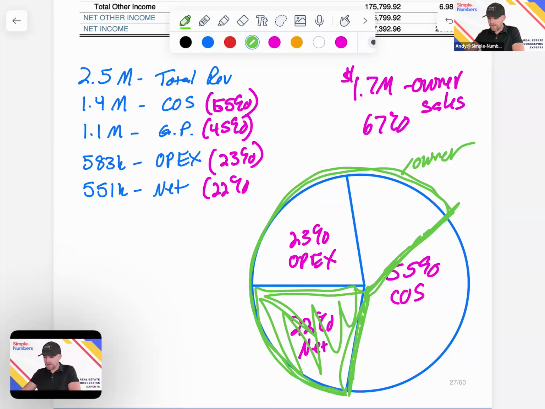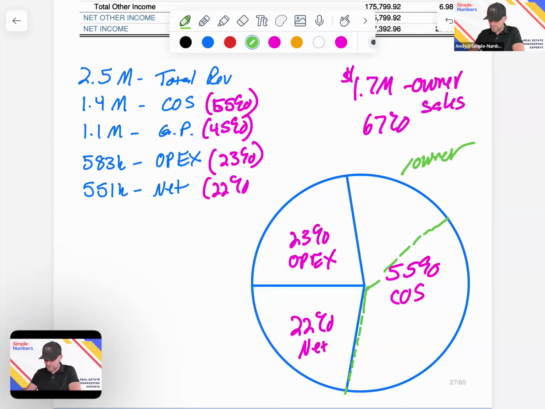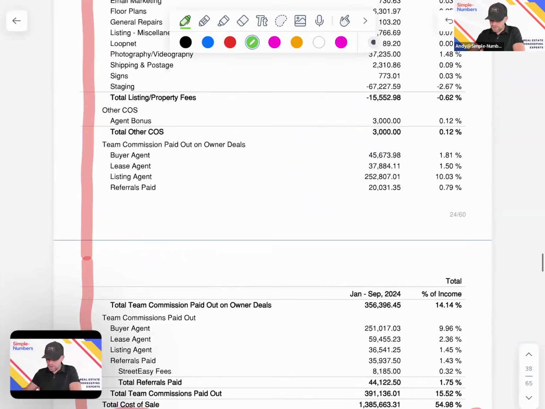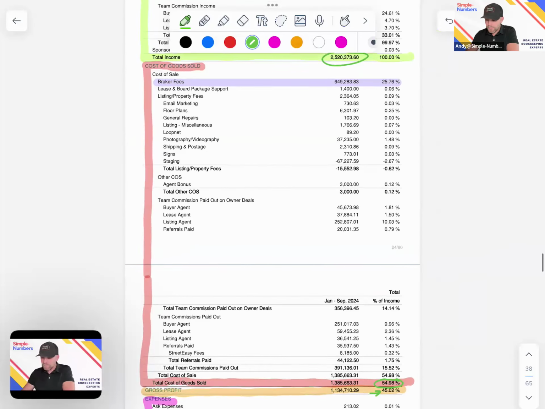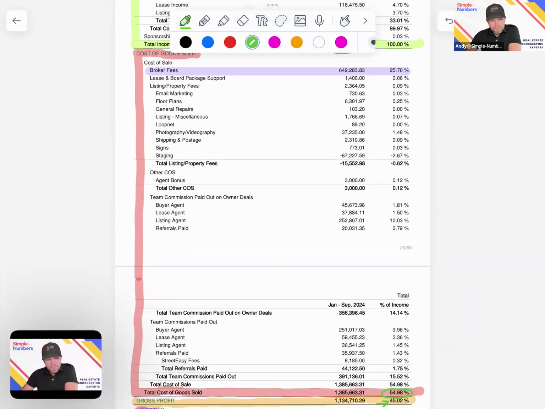So where's the issue? It's obvious the issue is our cost of sale is way too high. We just got to figure out where and why. Let's go look up here in the cost of sales section. The agent splits are not the issue, believe it or not. It's only 47% cost of sale on the agent split. So when an agent does a deal on this team, about 47% goes to the agents. Third-party referrals are not the issue because we only have 0.79% of the revenue going out in third-party referrals.